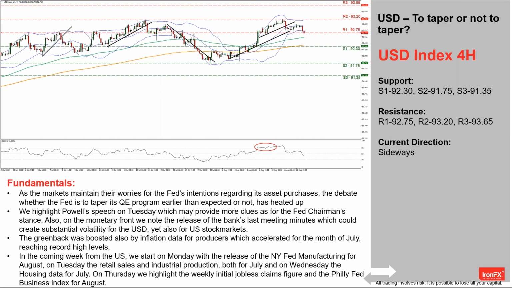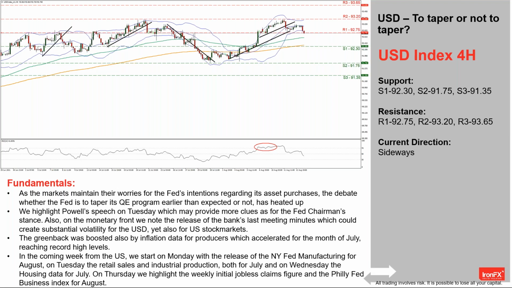Also on the monetary front, we note the release of the bank's last meeting minutes, which could create substantial volatility for the USD, yet also for US stock markets. The greenback was boosted also by inflation data for producers, which accelerated for the month of July, reaching record high levels. Should prices of raw materials continue to rise, producers may pass them on to the end price of their products, thus boosting inflation for consumers once again.